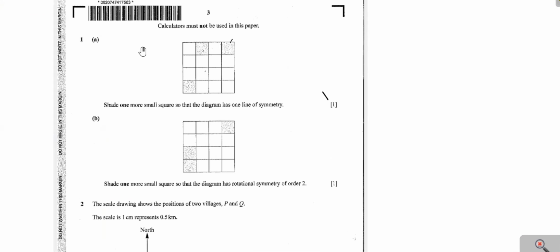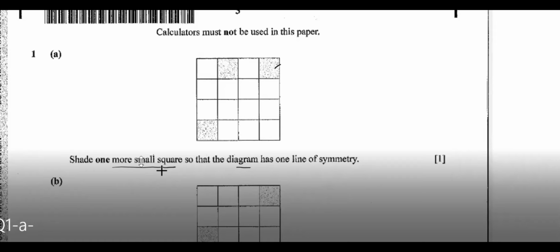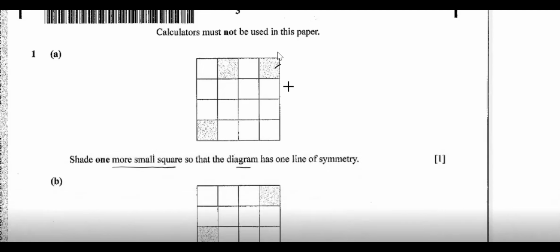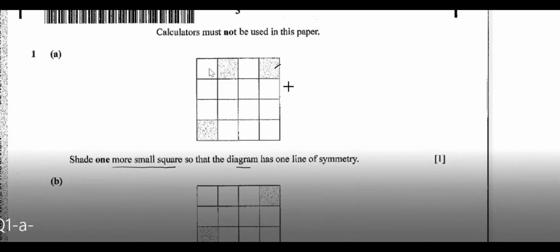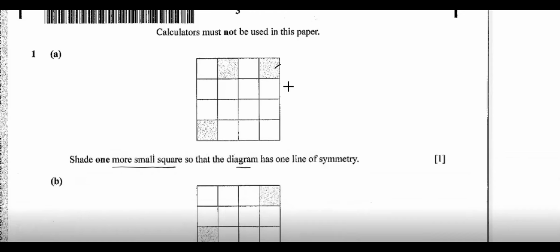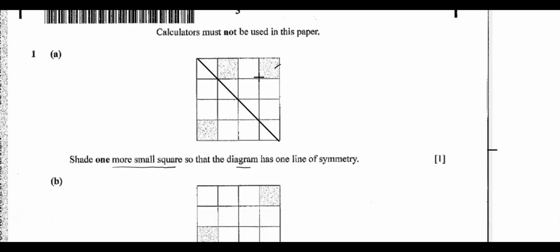Let's start question number 1. Question 1, part A: shade one small square so that the diagram has one line of symmetry. Look here, this is the square, one line of symmetry. We will draw a line that divides the square into identical parts. Look here, this diagonal line divides the square into equal parts, but these two parts should be identical.